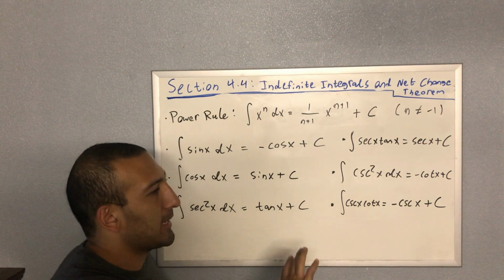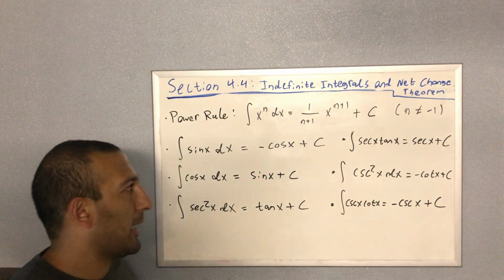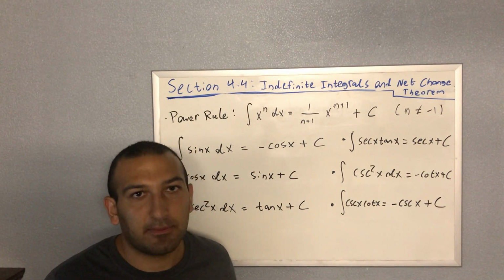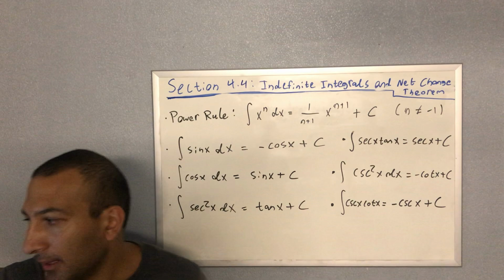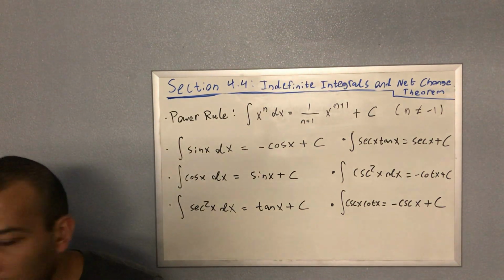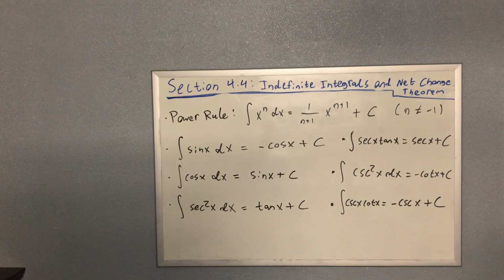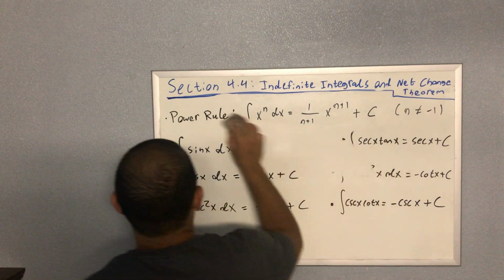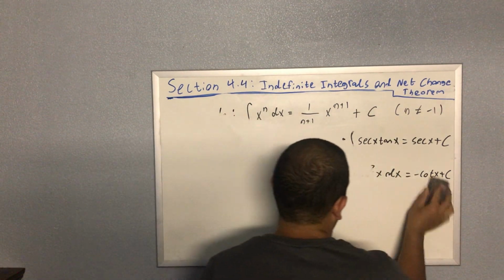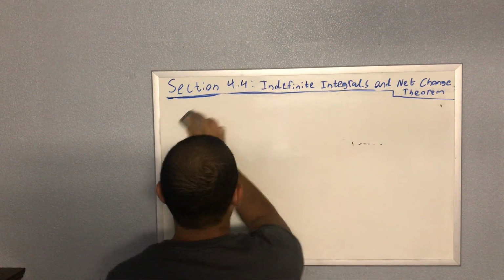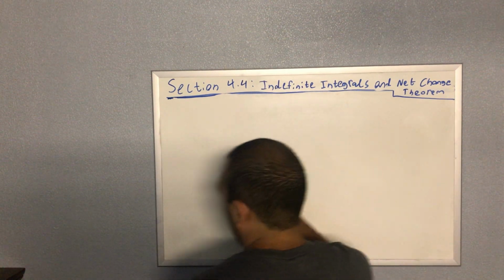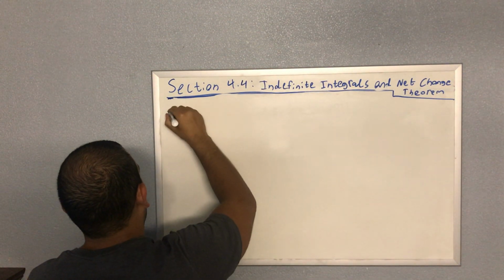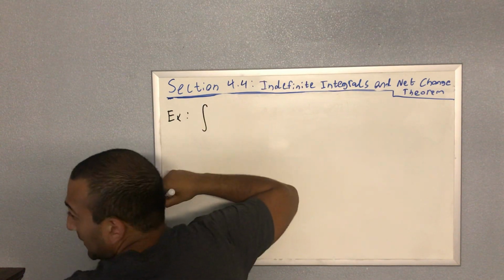Now, essentially, with these and the properties of the integral that we have, we can now start to find the antiderivative or integral of some pretty interesting things. So let's do that. Example. Let's say we want this.